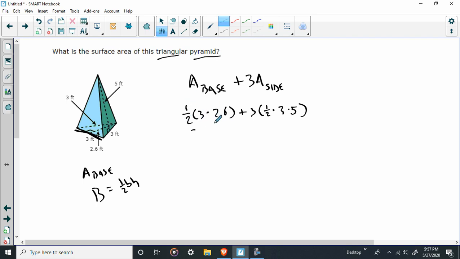So if you find an even number, sometimes that's a little trick because half of an even number is usually pretty easy to take. But this would be 3.9 over here, and I know that 3 times 5 is 15, and half of that is 7.5. So it's 3 times 7.5, which would be 22.5. Okay, and last step, let's just add those two things together. 3.9 plus 22.5 will be what? 26.4? 26.4 feet squared.